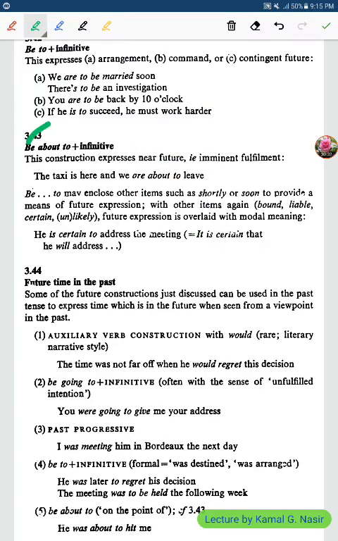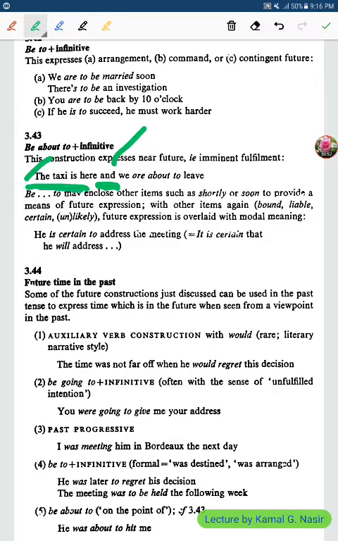Be about to also shows the future time. The taxi is here and we are about to leave. Okay? This is a coordinator or linking word.